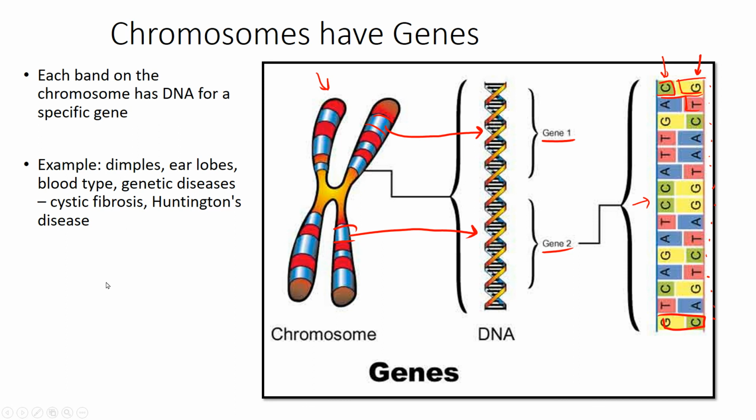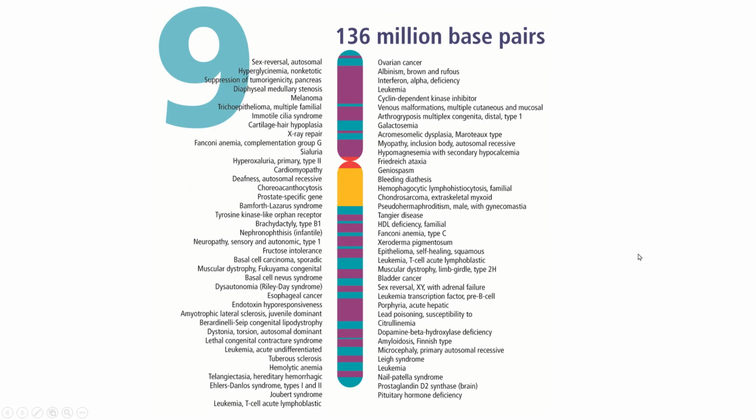Here are some examples of traits, but we will not go over traits right now. Just suffice it to say that each gene can help to give us a trait. All right, this is kind of cool. This is an image that shows a chromosome. Actually, this is chromosome number 9. And the first thing to note here is this says 136 million base pairs. So in the image before, we just counted 15 base pairs. Well, chromosome 9, which is not even the largest chromosome, has 136 million pairs, which is incredible.